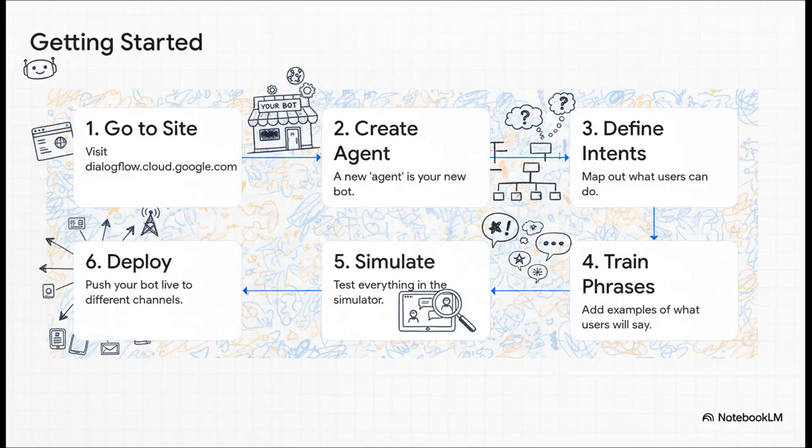And the best part is that getting your hands dirty is actually surprisingly easy. You just go to the website, create what's called an agent, define a few intents, give it some examples of what people might say, and you can test it immediately in their little simulator. Pushing it out to different channels is usually just a few clicks. Plus, Google's got a pretty generous free tier, so you can play around without spending a dime.